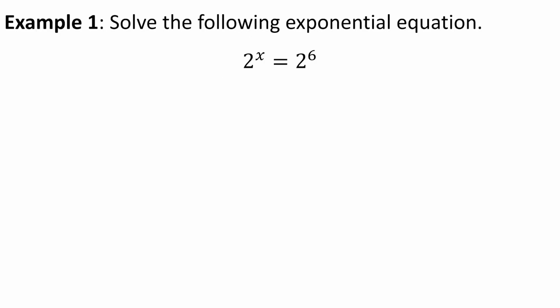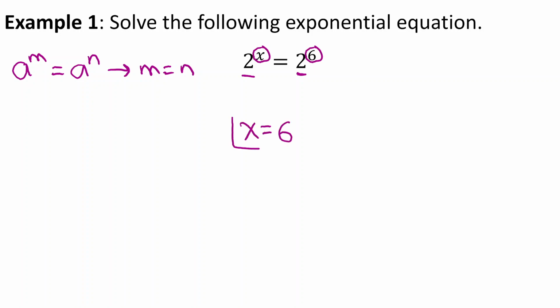In example 1, we're going to solve the following exponential equation: 2 to the x power equals 2 to the 6th. First, let's reiterate the one-to-one property, which is a to the m equals a to the n, then m equals n. If we look at the bases, they're both 2's, so we can just look at the exponents, x and 6, and set them equal to each other to get our final answer. x equals 6.